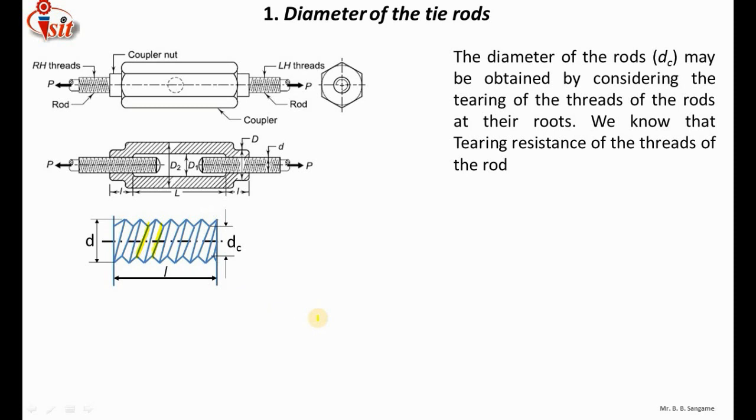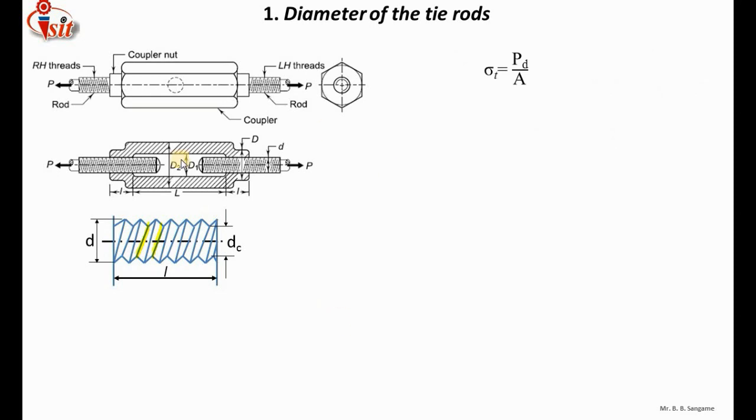Let us see the induced tensile stress sigma T equals, since we are discussing the design of the threaded portion, I have considered the design load PD divided by A. So sigma T equals PD by A. Again, for A we need to consider the core diameter. So A equals pi by 4 DC square, where DC is the core diameter of threads, or the minor diameter of threads.